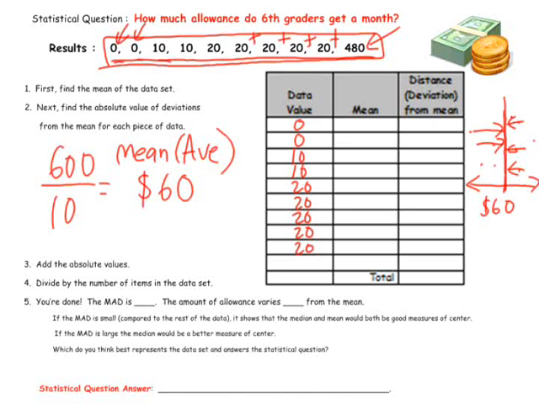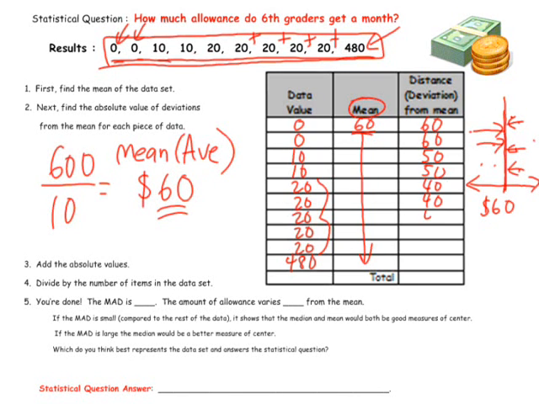And then our average amount of allowance was $60. So I'm just going to draw a line here. So our average was 60. So how far does 0 deviate from 60? What's the distance from 0 to 60? Well, it's a distance of 60. What about 10? Well, 10 would be 50 away from 60. And 20, these are all going to be the same, would be 40 away.